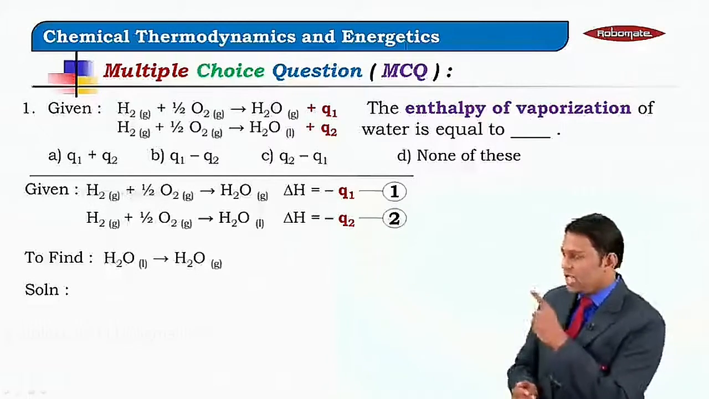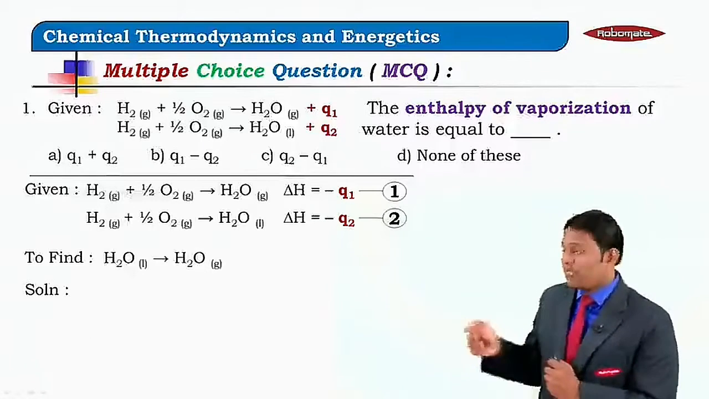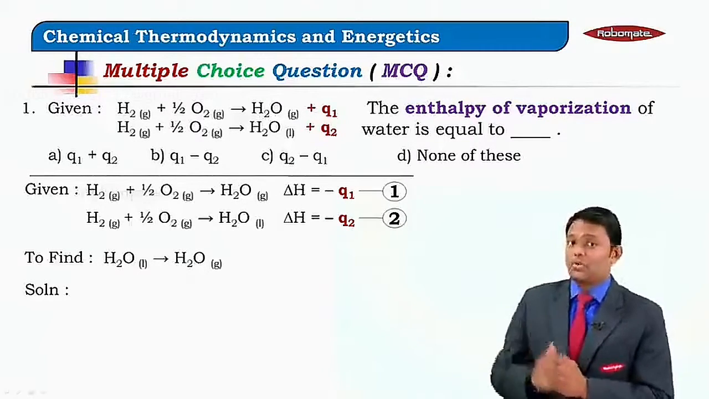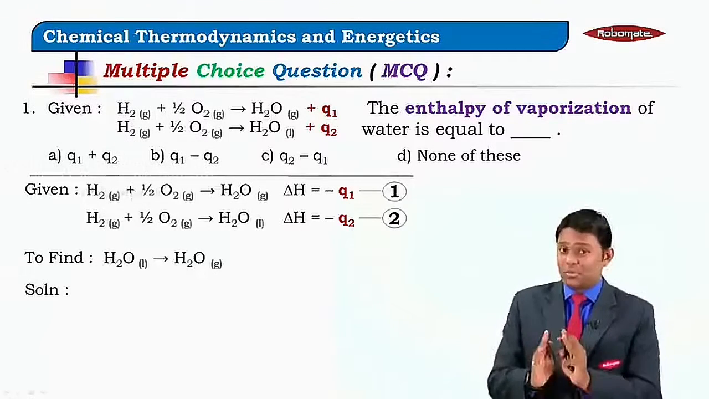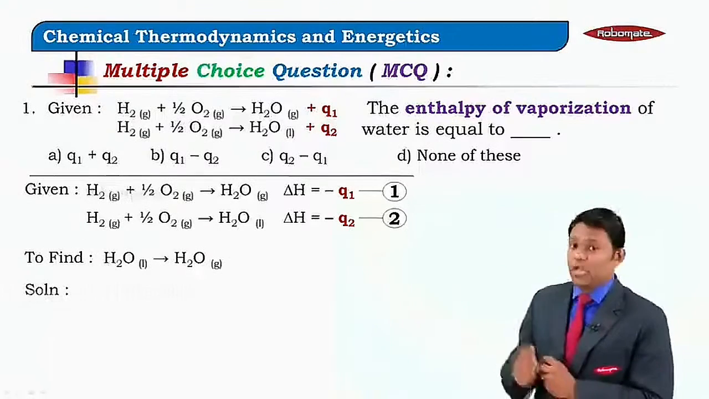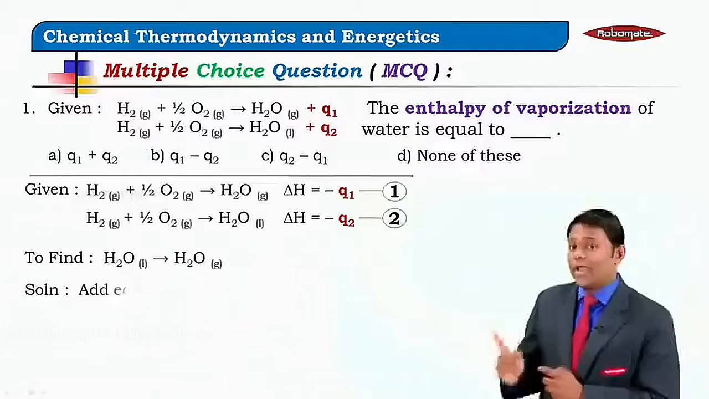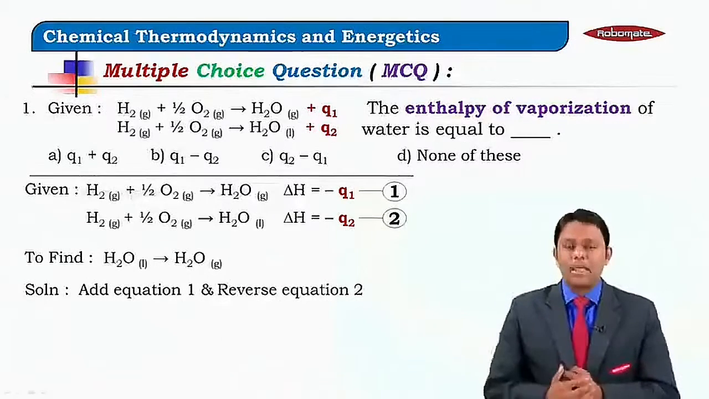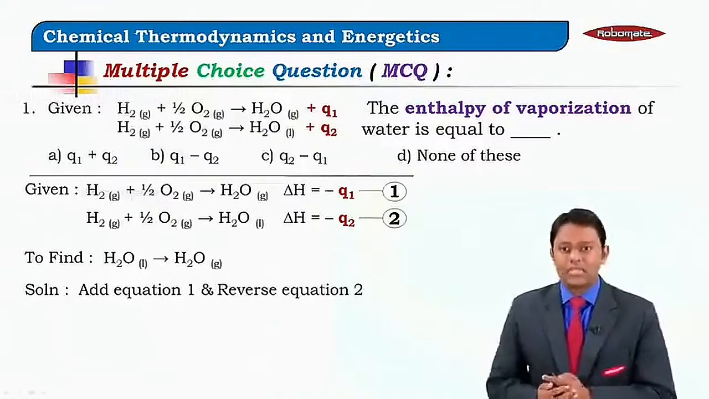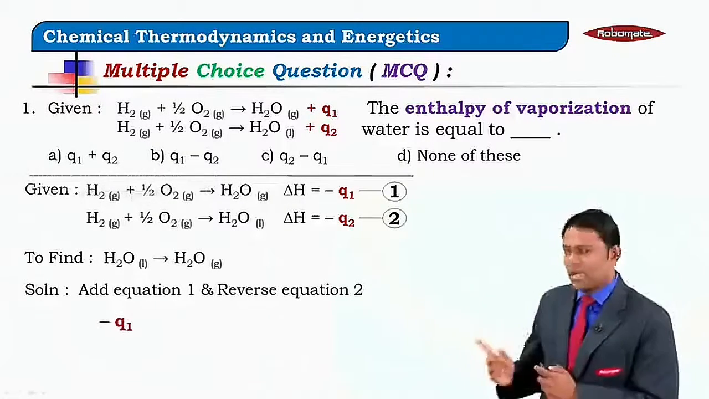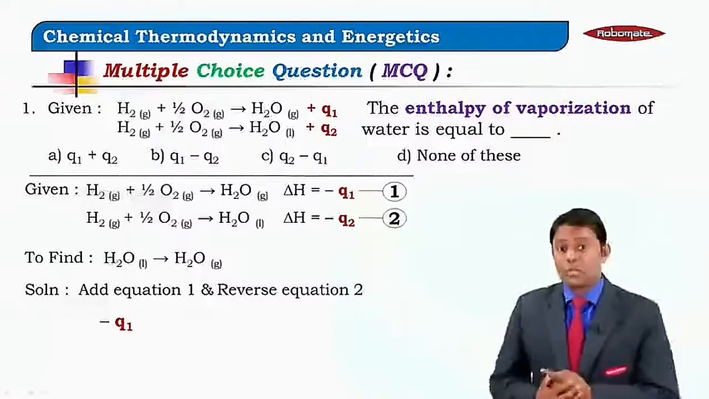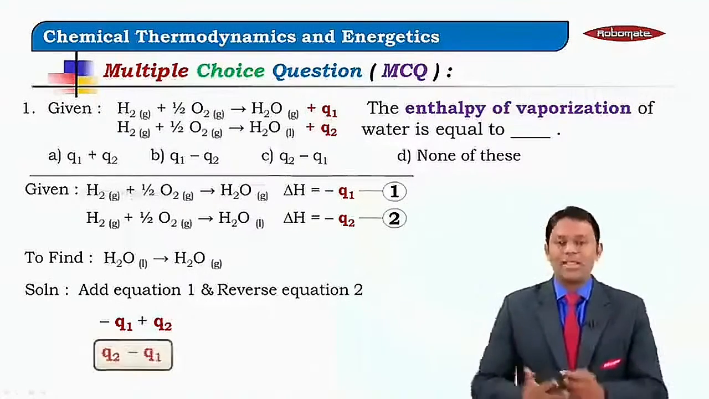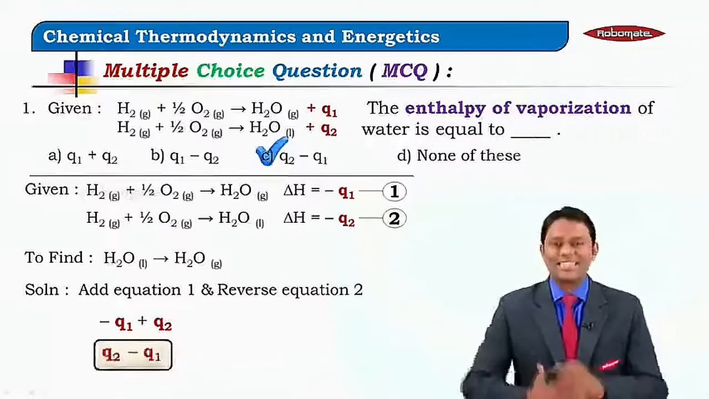So if you see, we want H2O liquid on the reactant side, whereas in the second equation it is present on the opposite side, and H2O gas is present on the product side in the given equation. That means we have to add equation number 1 and we have to reverse equation number 2. So just by taking the sign conventions of delta H, adding equation number 1, that is minus Q1, reversing equation number 2, that is plus Q2, we get the answer as Q2 minus Q1. That means our final option is C.